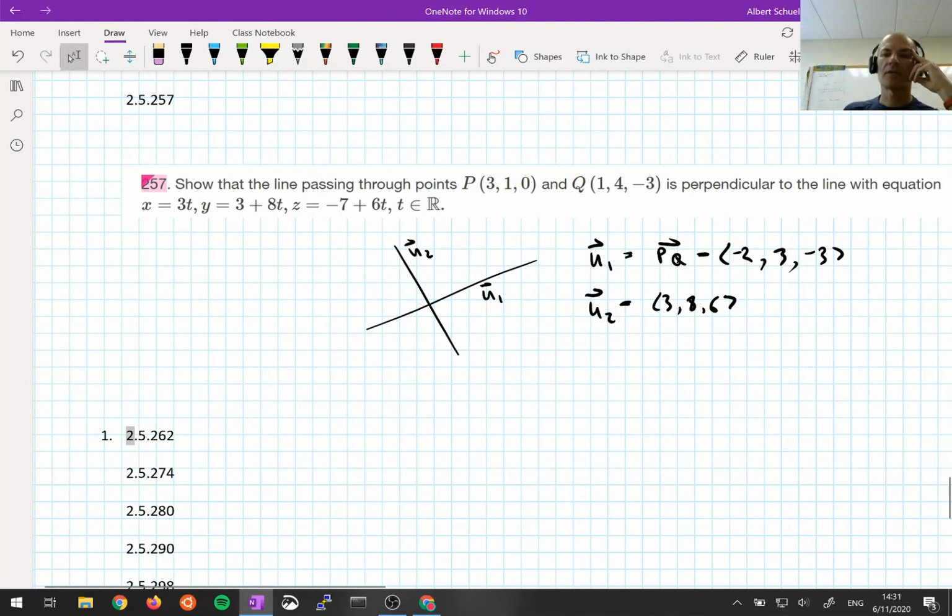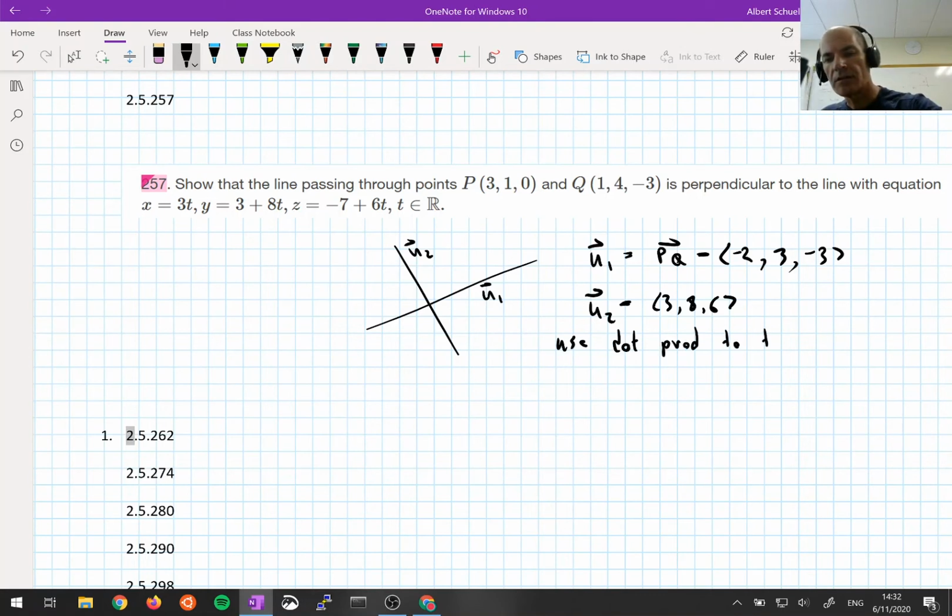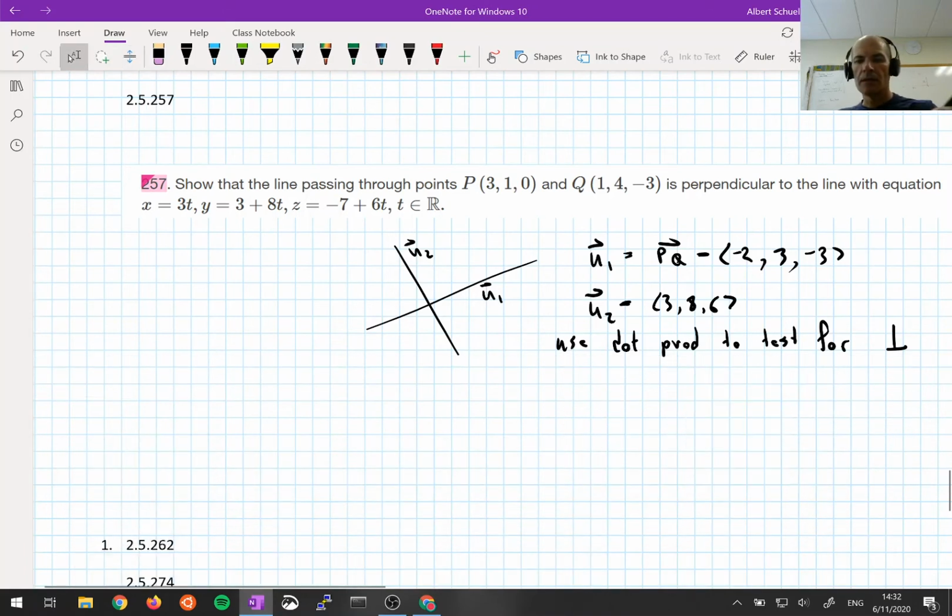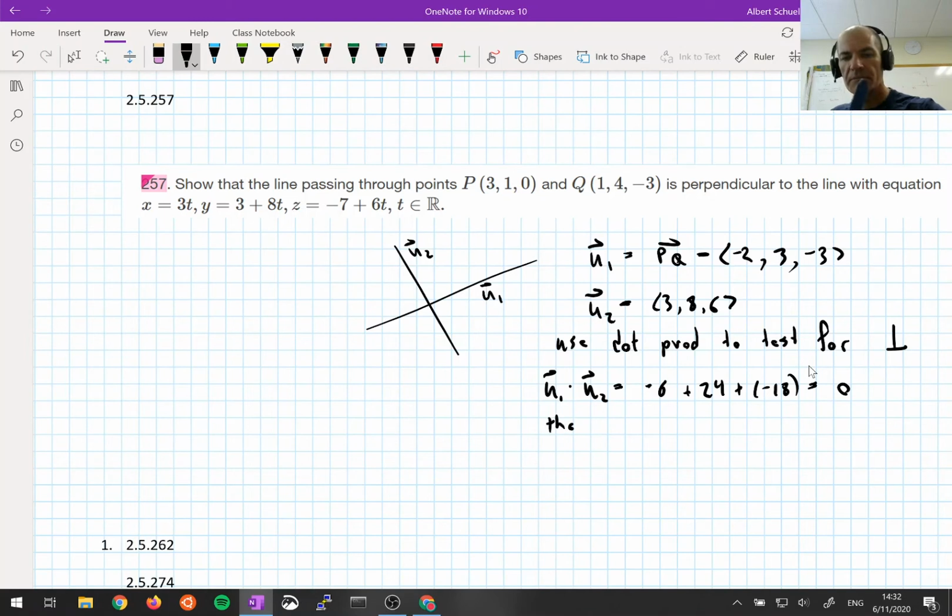3, 8, 6. How do we know if they're perpendicular? We have the dot product for that. We can use the dot product to test for perpendicularness. Let's compute the dot product. U1 dotted with U2 is 3 times negative 2 plus 8 times 3 plus 6 times negative 3, and that's 0. So the lines are perpendicular.